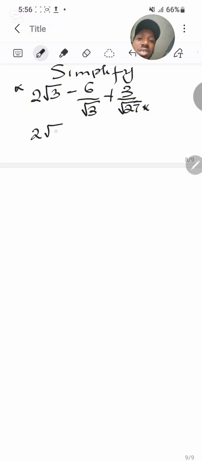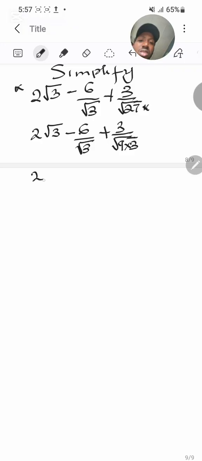We say this is the same as 2 root 3 minus 6 over root 3 plus 3 over root 27, and 27 is the same as 9 times 3. So this is the same as 2 root 3 minus 6 over root 3 plus 3 all over the square root of 9, which is 3. So this is going to give us 3 root 3. At this point, we can now begin to rationalize.